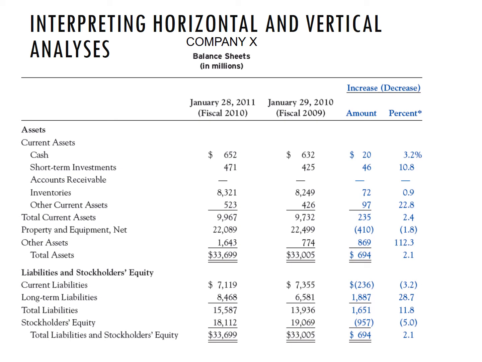During 2010, company X's long-term liabilities increased by 28.7%, which results from issuing $2 billion in new bonds. As it's explained in their financial statement notes, the stockholders' equity decreased by 5%, largely the result of company X's repurchasing common shares. Now, what does this mean?